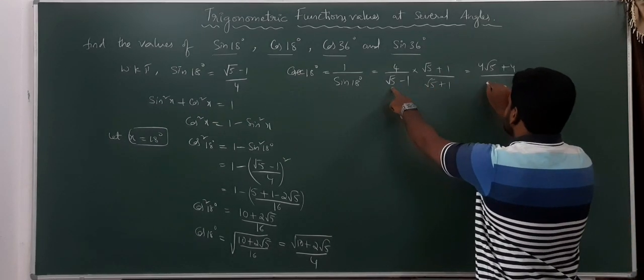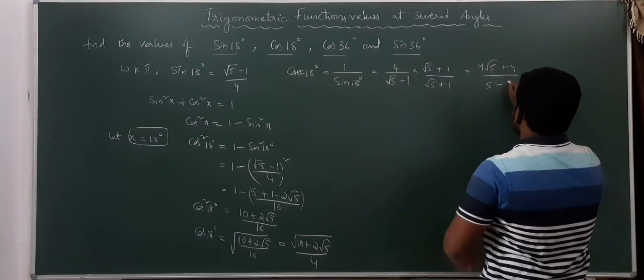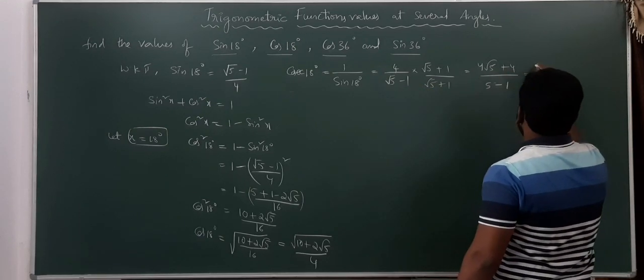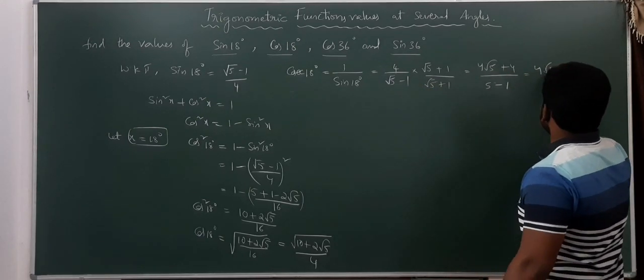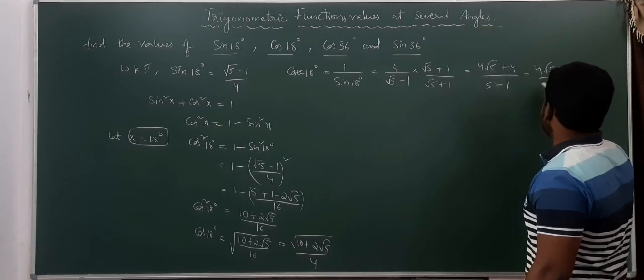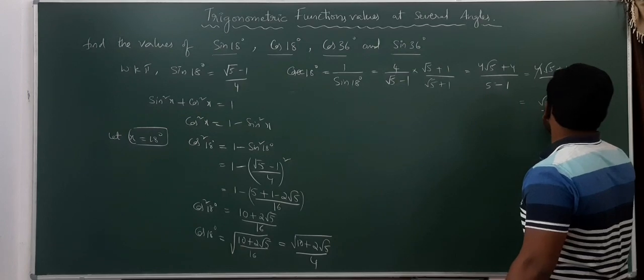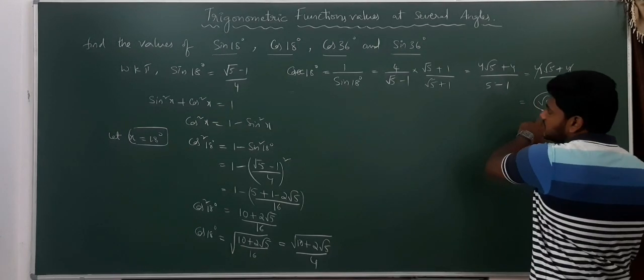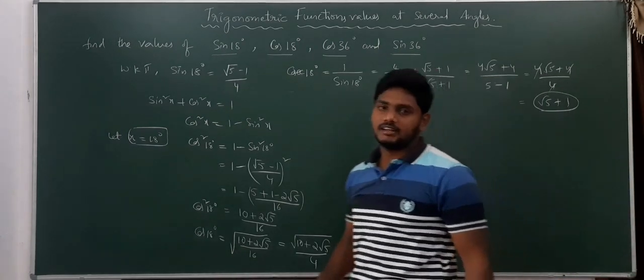Root 5 whole square is 5, minus 1 square is 1. So which is 4 root 5 plus 4, divided by 5 minus 1, which is 4. If you take 4 common, it will be root 5 plus 1. Understand? So this was the value of cos 18 degrees.